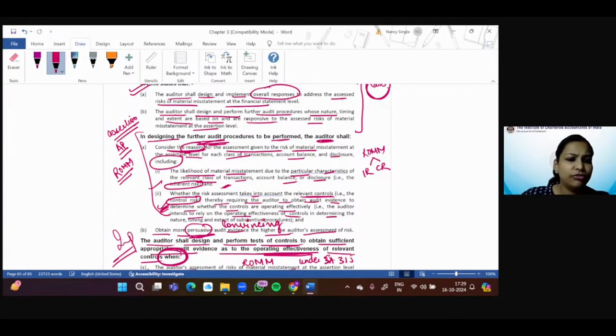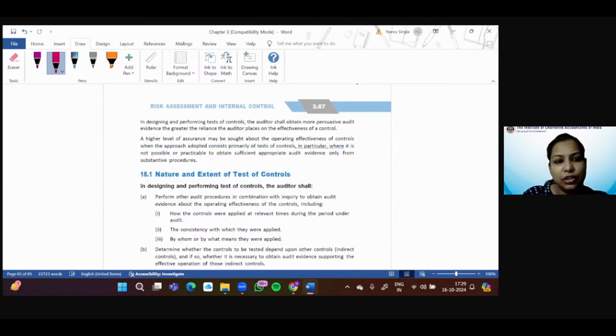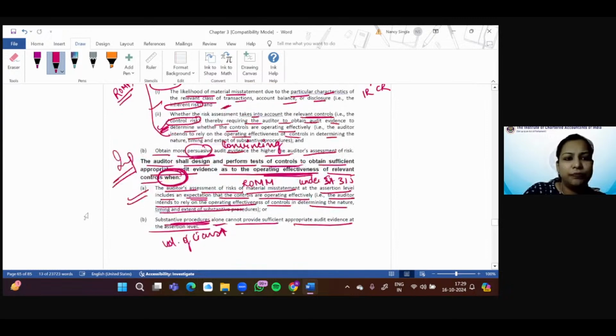Is it clear to all of you? And this topic we have covered, that when will the auditor check the internal control? So this is simple. You can just have a read. It is in continuation of this only, this topic.